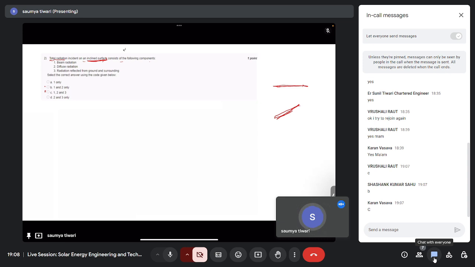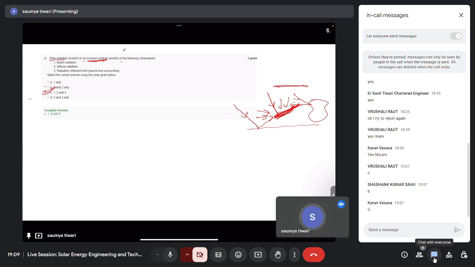So for an inclined surface, the total radiation is the sum of your beam radiation, your diffuse radiation coming from different directions, as well as the radiation that has been reflected from the ground or from some object onto your tilted surface. So the correct answer for this question is option C, which is 1, 2 and 3.